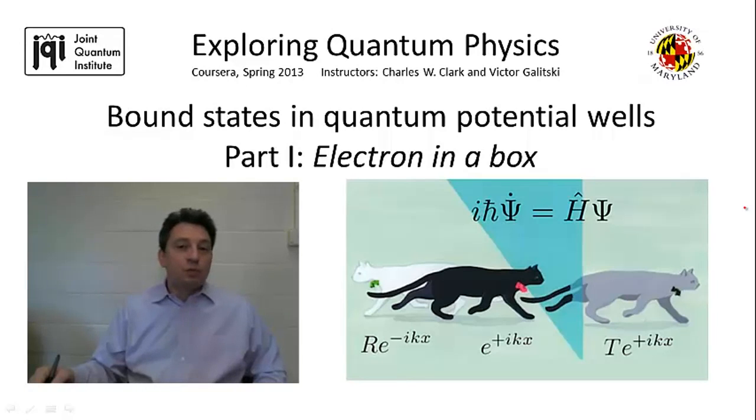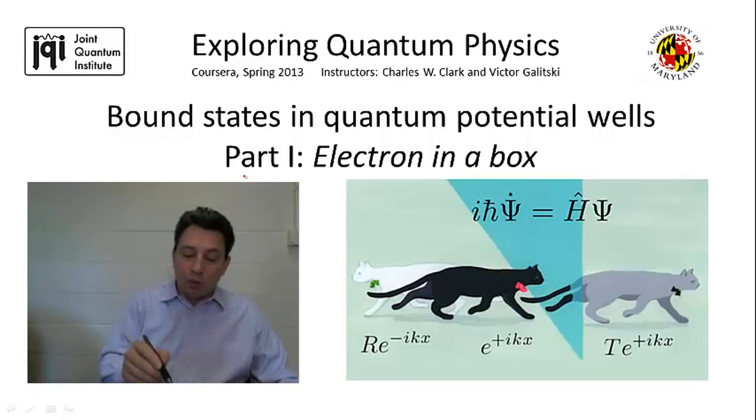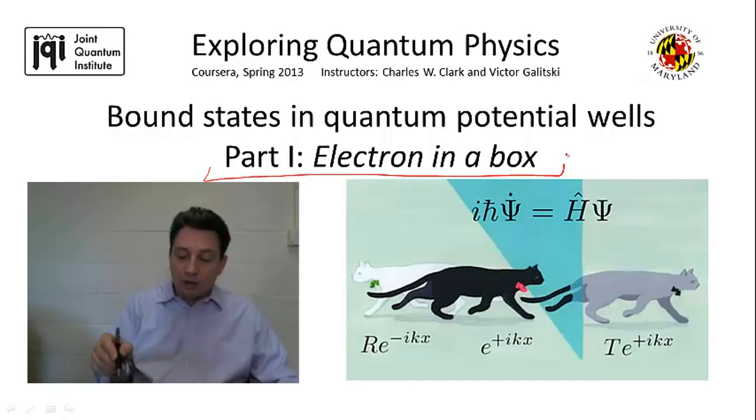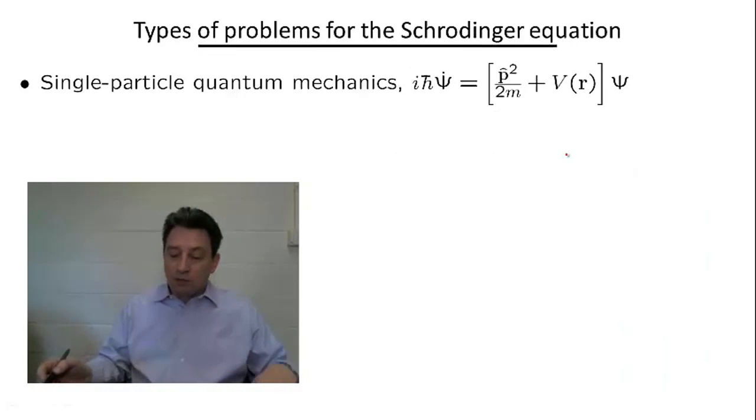But before we get to this point, we need to go over the basics. So let me start first with the problem of an electron in a box, which I will define in a second. But even before that, let me talk about what kinds of problems we can possibly study with the Schrödinger equation.